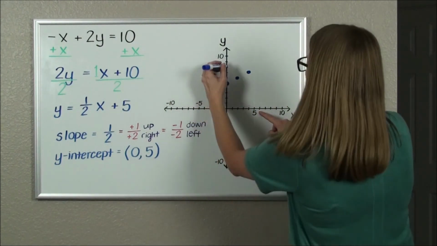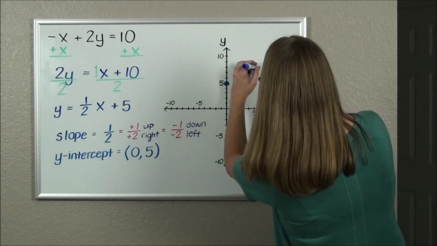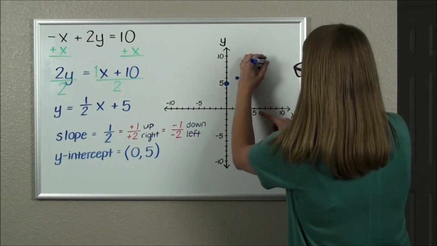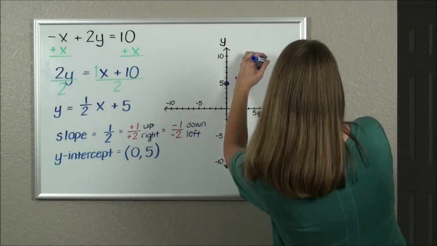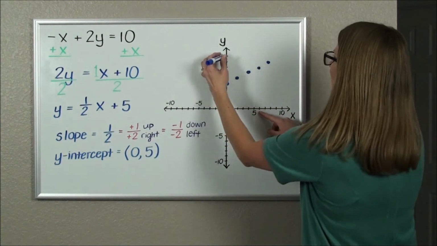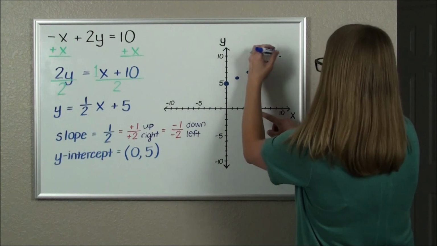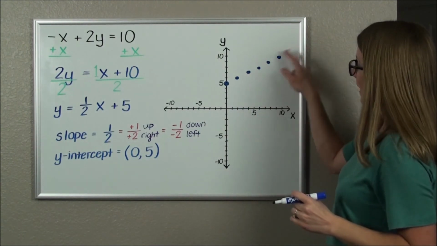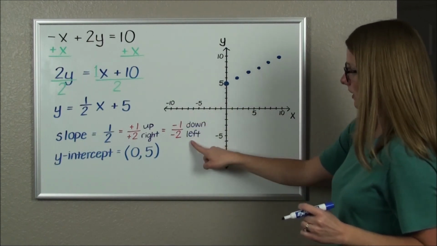And then again, up 1, right 2. And then up 1, right 2. And I am getting a little off here, I think. Up 1, right 2, and then I'm out of space. And then if I'm out of space in that direction, I want to try the other direction. Here are some other options.